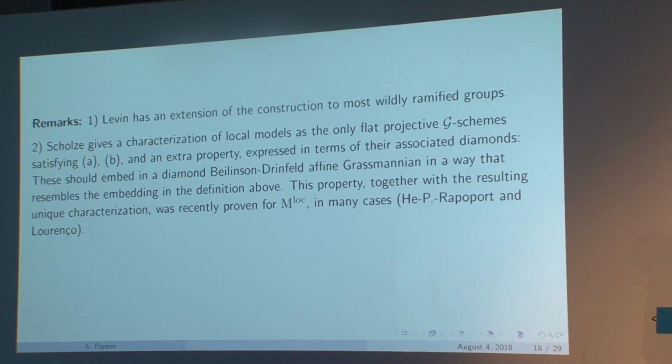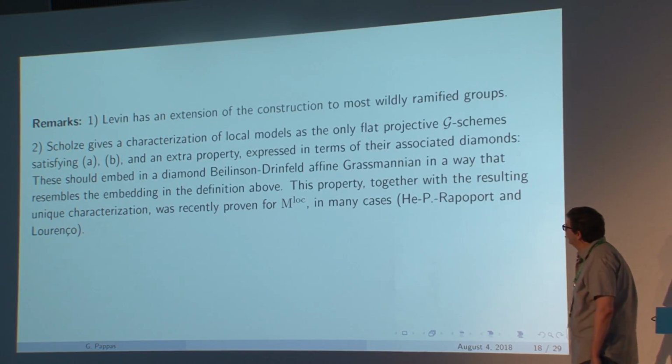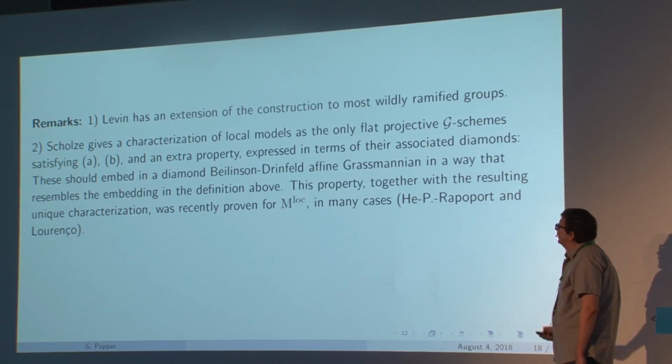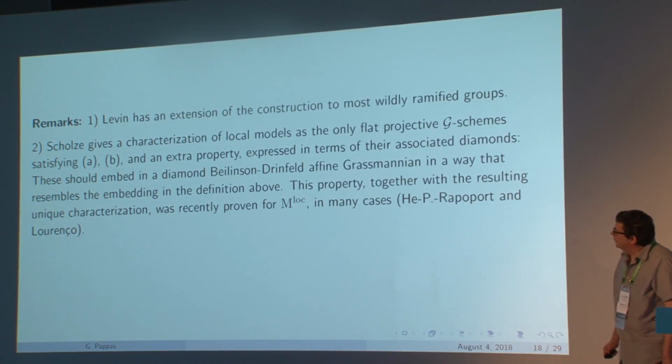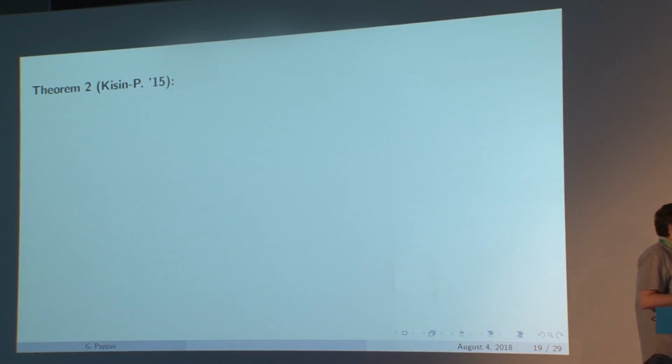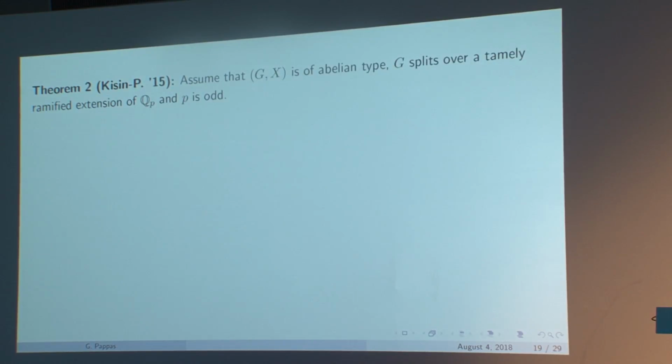And therefore, a unique characterization of the local models was recently proven in many cases by He, myself, and Rapoport, and independently by Lourenço. Okay, so I guess that's it. So the second theorem now connects all this to Shimura varieties. Up to now, this theorem was nothing about Shimura varieties. It is the following.